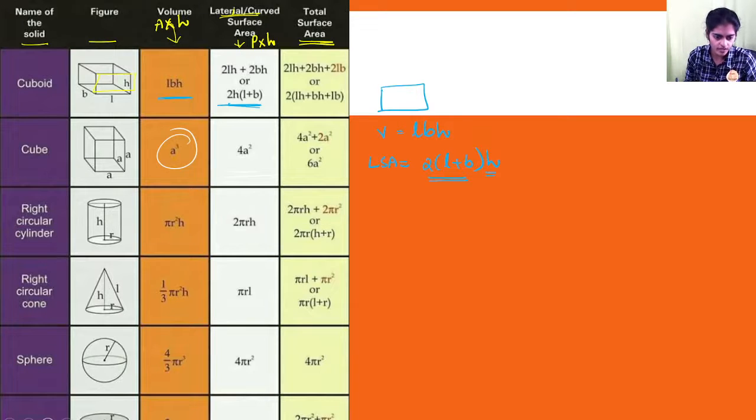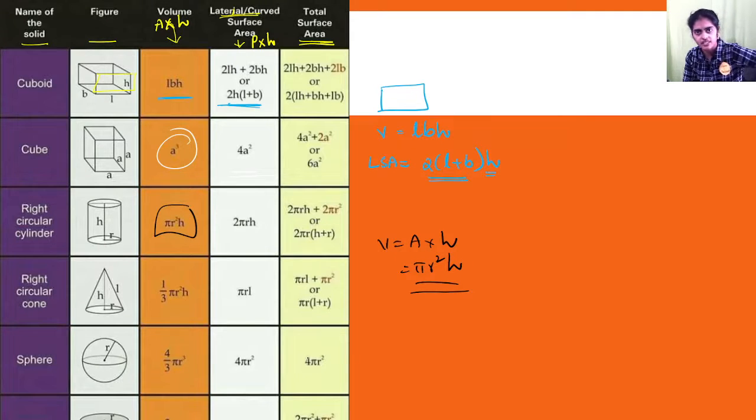I have already told you the formula of volume: volume is nothing but area into height. Area of that particular 2D figure involved in the 3D. Here in the cylinder, what is the 2D figure involved? I showed you, it is a circle. The circle area is pi r square. Multiply height for this, so you get the volume pi r square h.